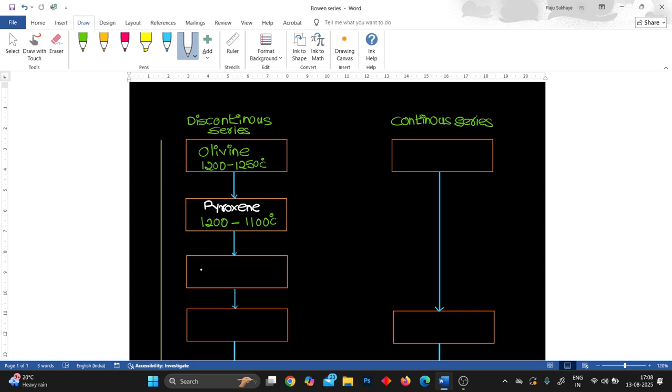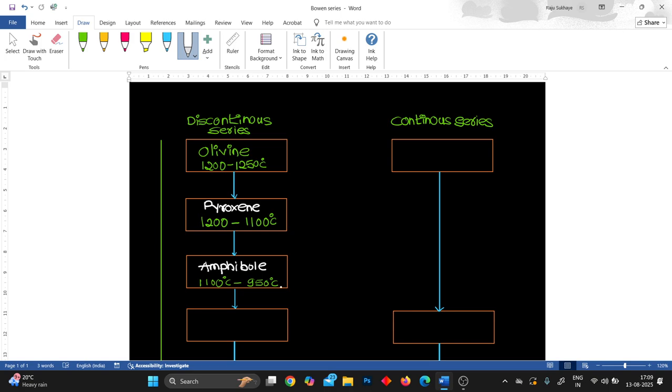If the temperature reduces even further, to about 1100 to 950 degrees Celsius, then the next mineral group belonging to the amphibole group forms. Okay, amphibole group of minerals are going to form at a temperature of 1100 to 950 degrees Celsius.